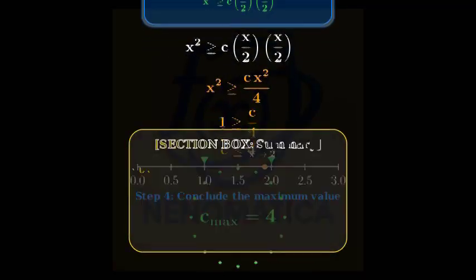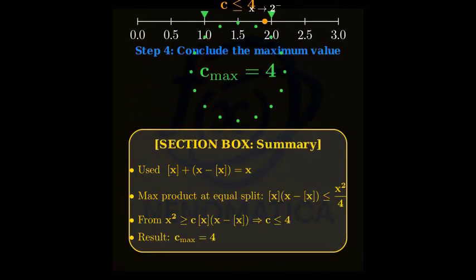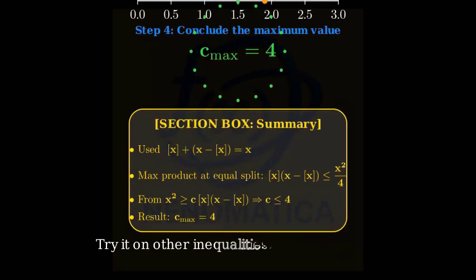Quick summary. We used the identity that the floor plus the fractional part equals x, applied the product maximization principle under a fixed sum, substituted the resulting bound, and solved to find c less than or equal to 4. Try creating your own inequalities and bounding them using this technique. The next topic is properties of the floor and ceiling functions. Take a moment to reflect. Where else can you use the equal split idea to maximize or minimize expressions?